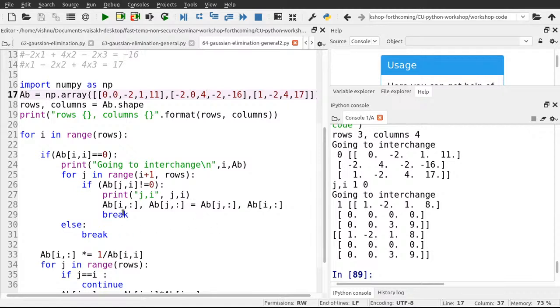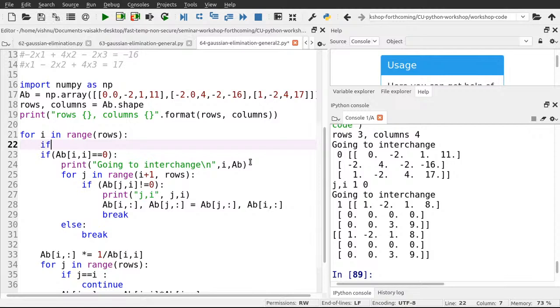Okay, so for that, what we need to do is let us do the interchanging in the beginning itself, instead of waiting for anything else. So let us interchange if the entire row is 0. That is the essential thing, the first thing that we have to check.